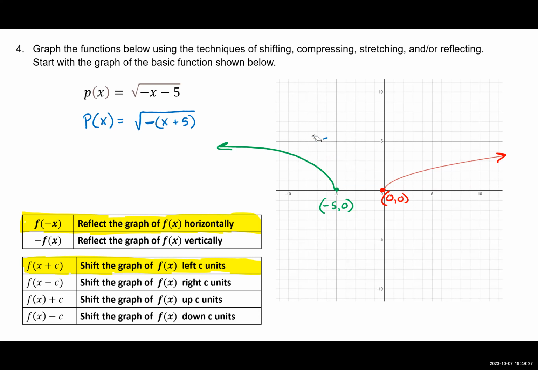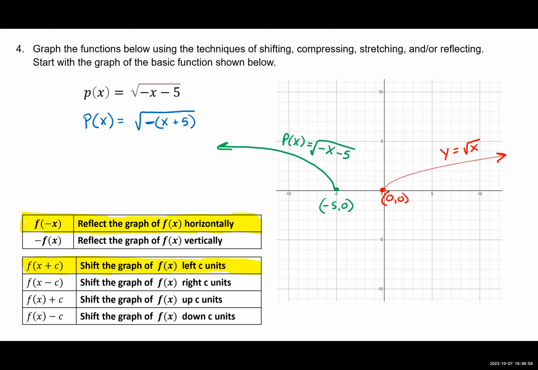The red one is y equals the square root of x. And the green one, that's our final answer. That's P of x equals the square root of -x minus 5. So same shape, different direction, different location, but same general shape.